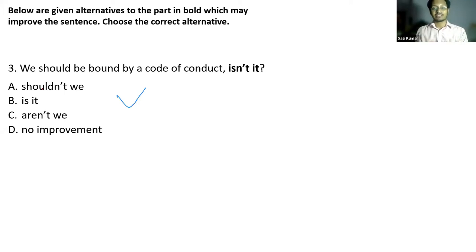They are my friends, aren't they? They aren't my friends, are they? She is my wife. She's my wife, isn't she? She isn't my wife, is she? Now tell me what's your observation.